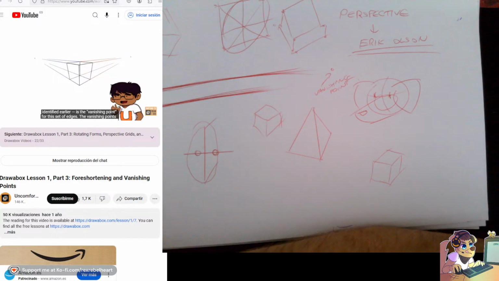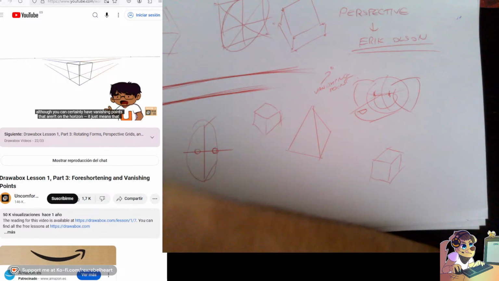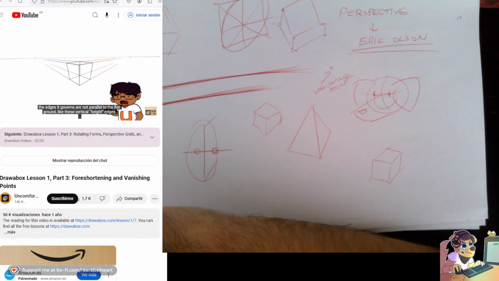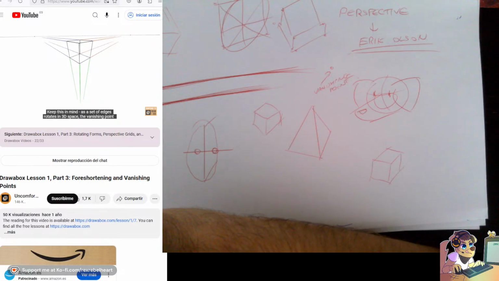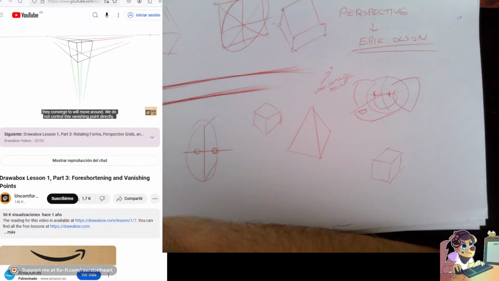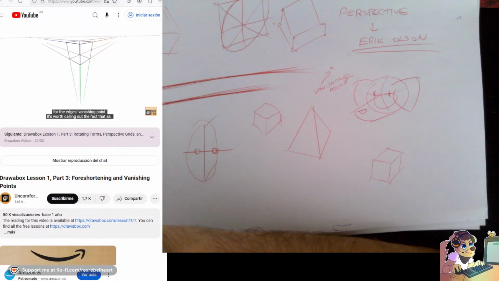The vanishing points for edges that run parallel to the ground plane will be situated on the horizon line. Although you can certainly have vanishing points that aren't on the horizon, it just means that the edges it governs are not parallel to the flat ground, like these vertical height edges. Keep this in mind: as a set of edges rotates in 3D space, the vanishing point that they converge to will move around. We do not control this vanishing point directly, but it is their orientation in 3 dimensions that allows us to identify the correct location for the edge's vanishing point.